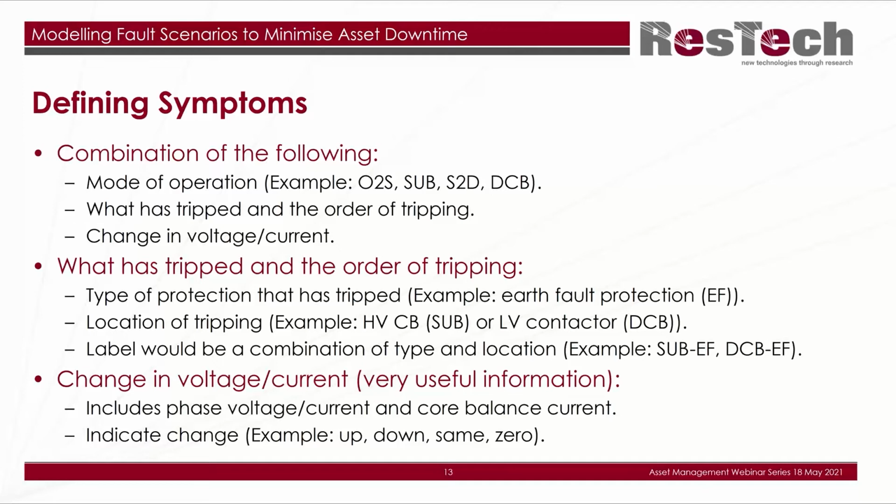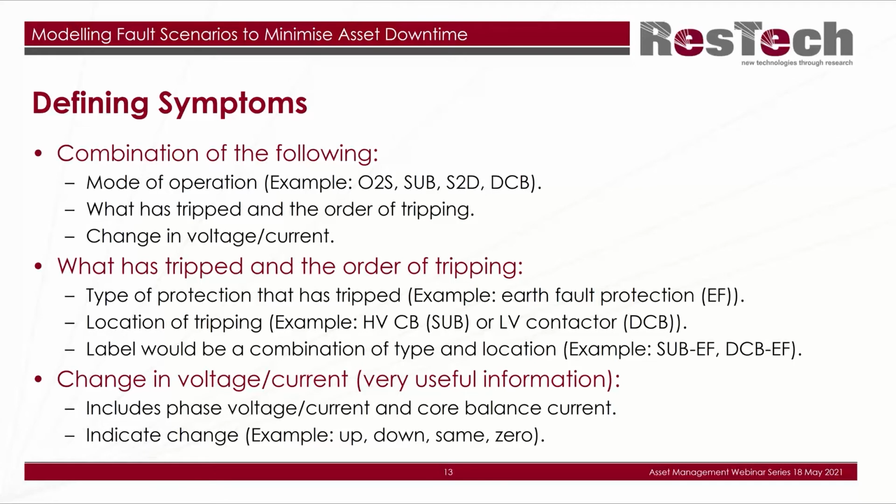Once again, we need to have some sort of way of labelling these things. If you were to fully qualify what is tripped location, it would be the location that is tripped, whether it's a sub or a DCB, and what type it is, for example, earth fault. In fact, in this simple example, we'll just consider an earth fault only.